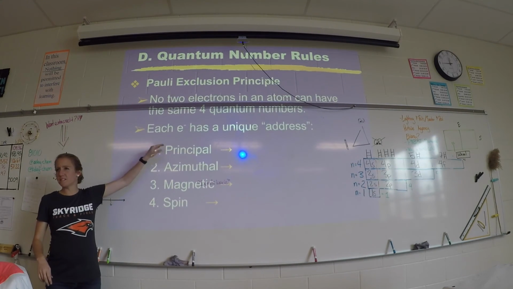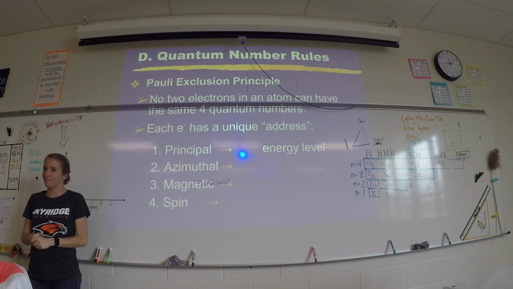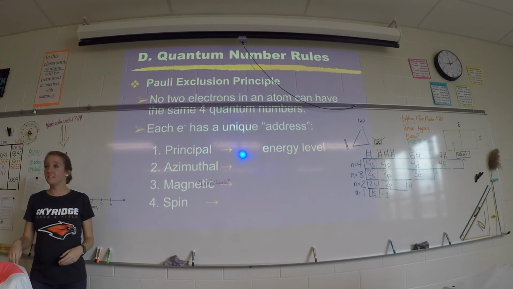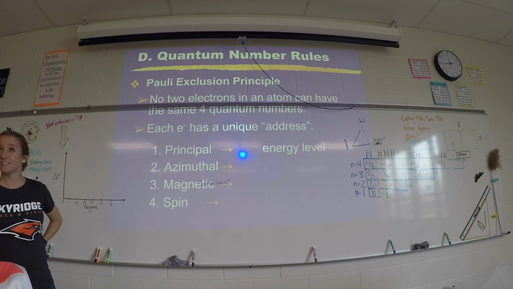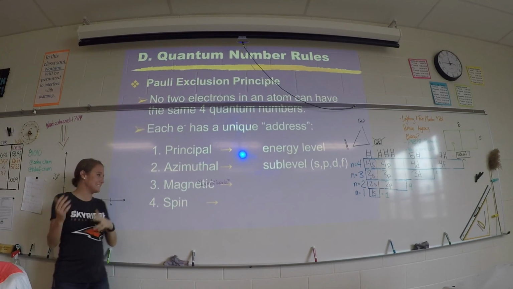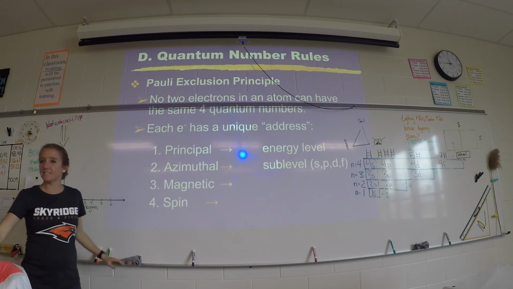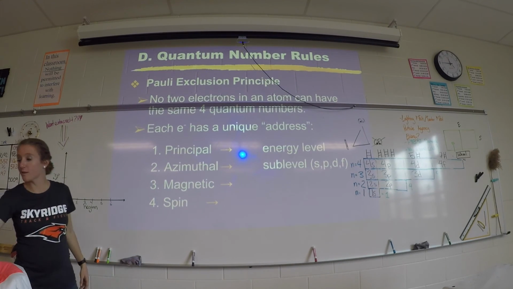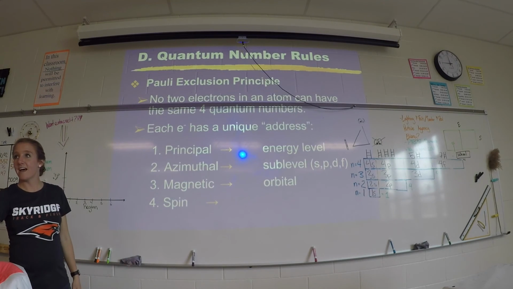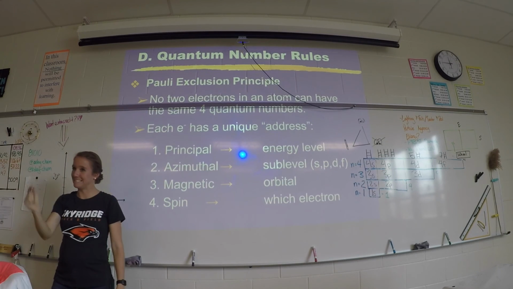Okay, so here's our overview. What does the principal quantum number tell us? The energy level. Yep, principal quantum number is the energy level. The azimuthal quantum number tells us the sublevel, or the shape of it. That's our S, P, D, or F. Our third quantum number tells us the orbitals, or the bunk beds within it. And then our spin is down to the exact electron now.